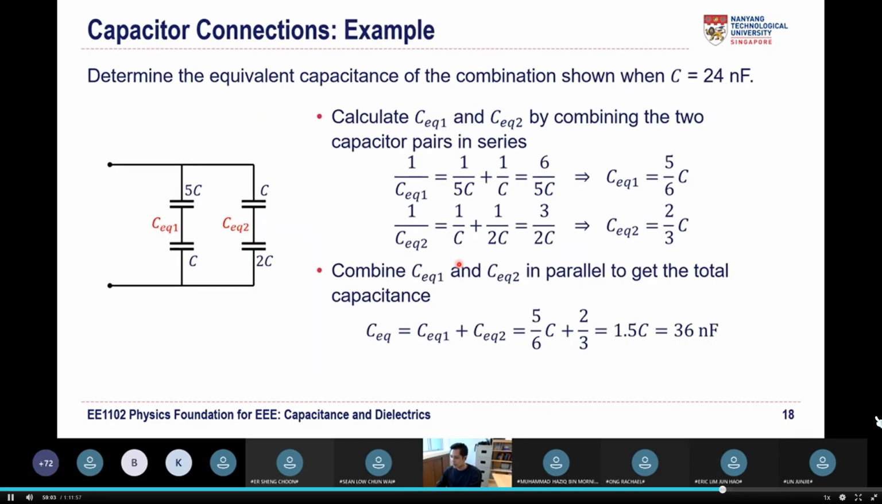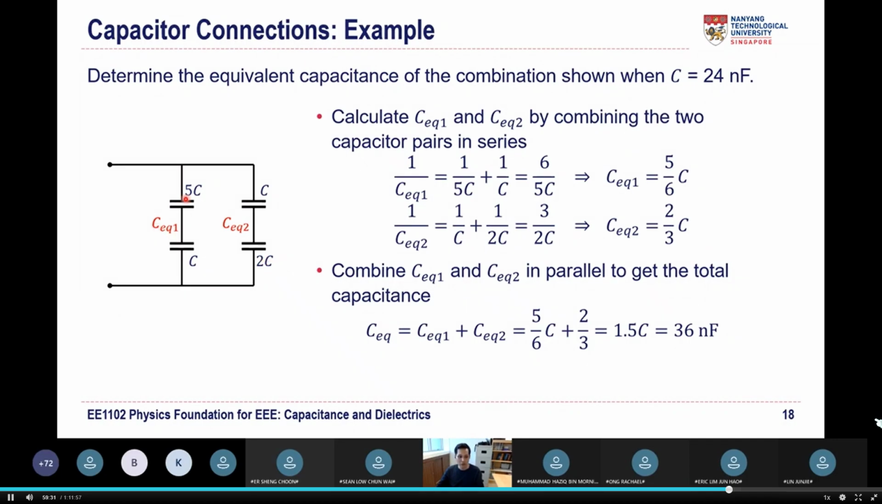So let's take a look at this example where we have to determine the equivalent capacitance of the combination of these systems. The 5C means 5 times that, of course. 2C is 2 times that. So in this kind of system, we can simplify the problem to just one capacitor. We can draw just one equivalent capacitor out of all this, right? And how do we do that?